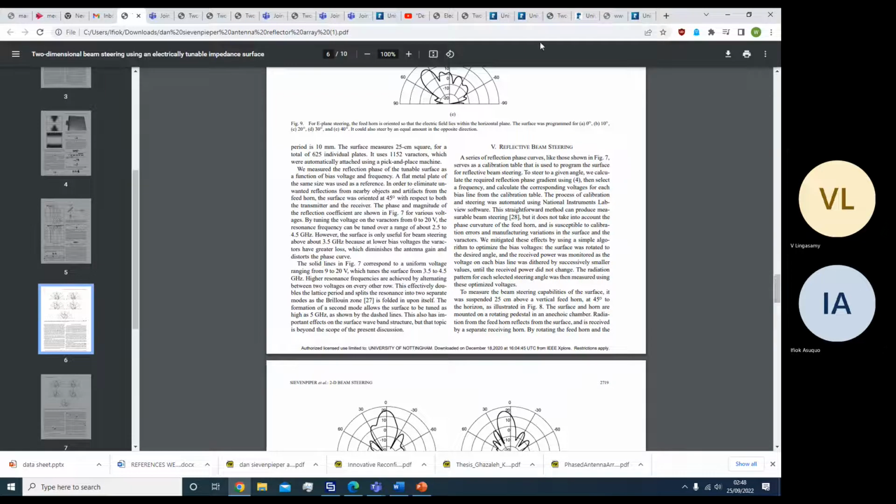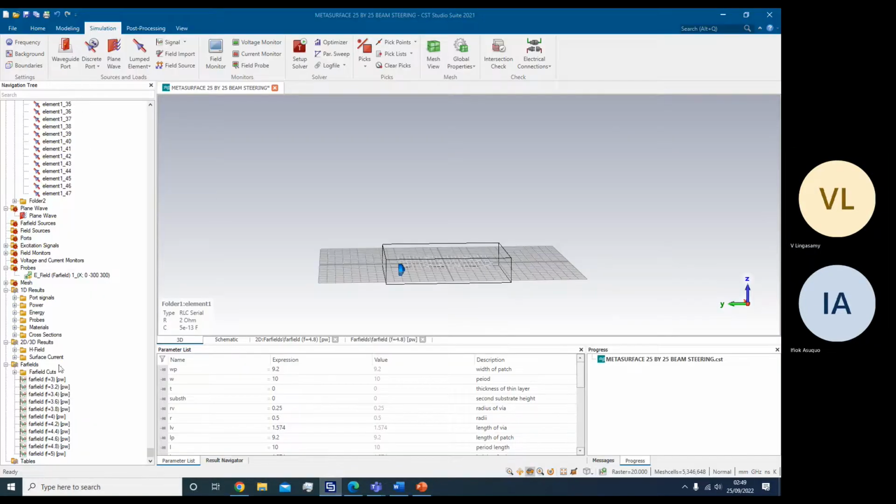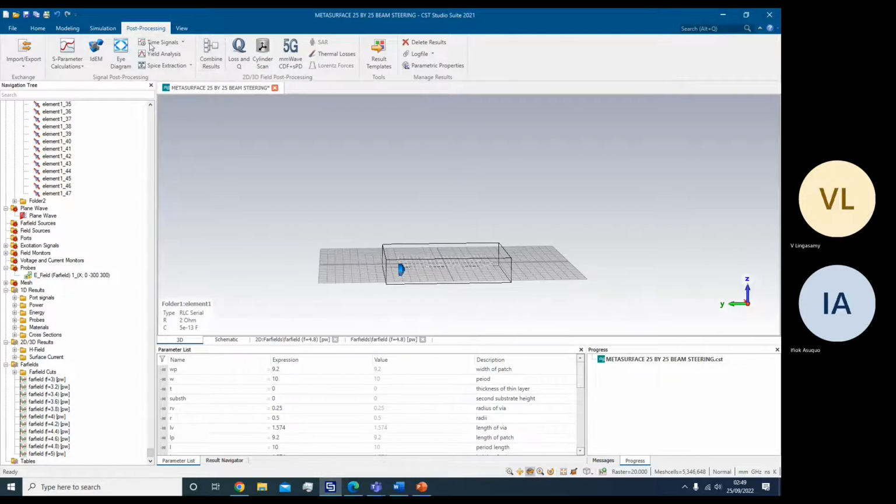Yes, I've seen it. Look at it here. We measured the reflection phase of the tunable surface as a function of bias voltage and frequency. The flat metal plate of the same size was used as a reference. This is very, very important, because you need to eliminate the unwanted reflection from nearby objects. When you want to get the reflection phase and the results, you go to post processing. I did some calculation, magnitude and phase.